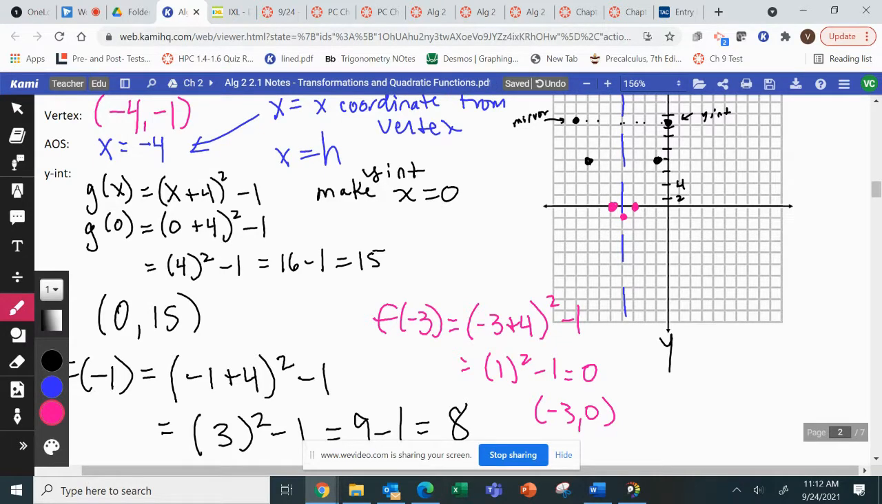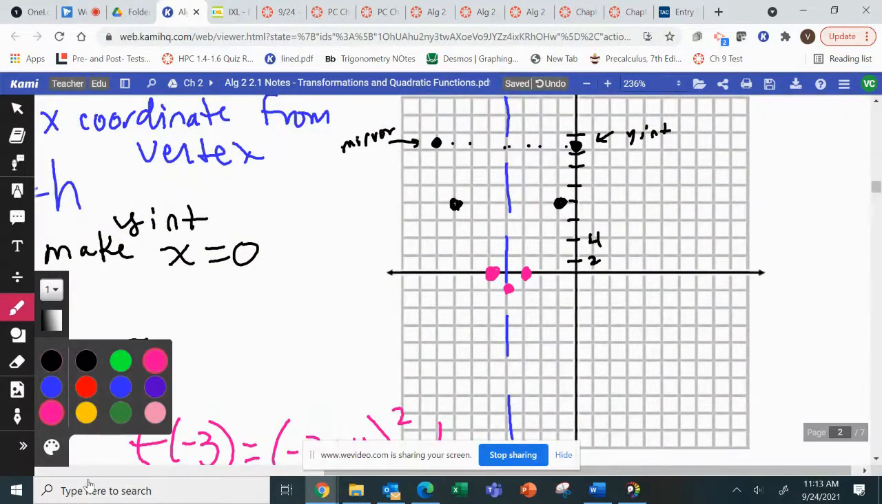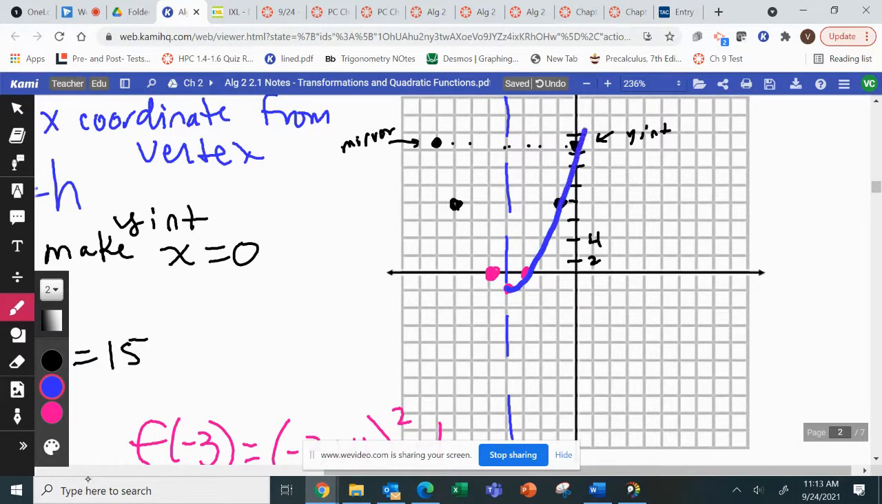Yeah. So when you have enough points that you can tell it is a quadratic, it is a parabola, then make your U shape. I should be able to see your y-intercept, your axis of symmetry, your vertex on the graph.